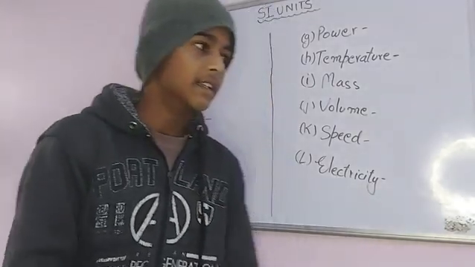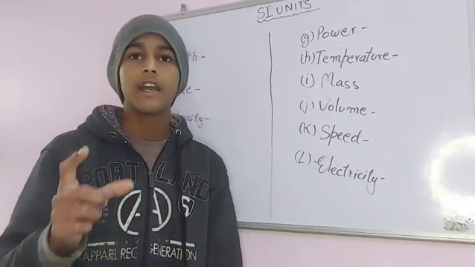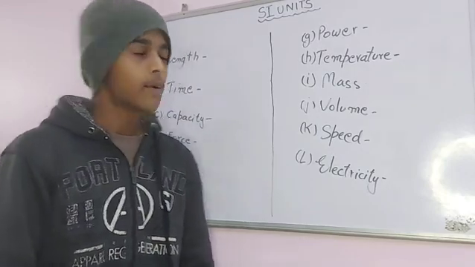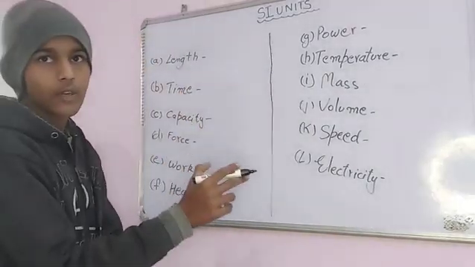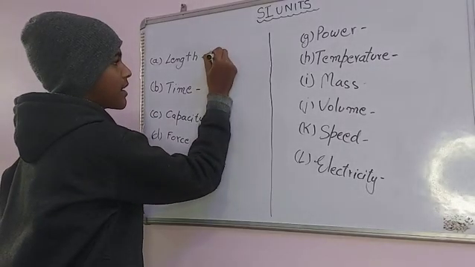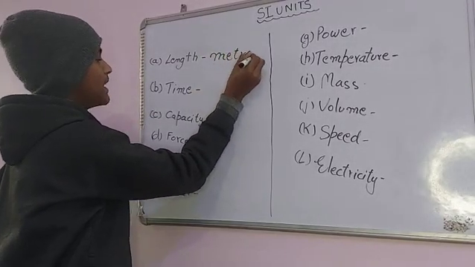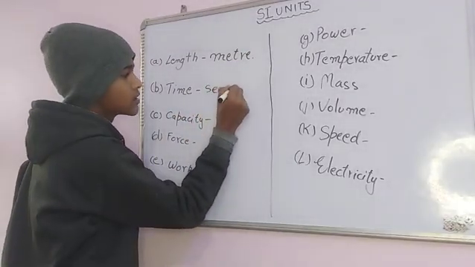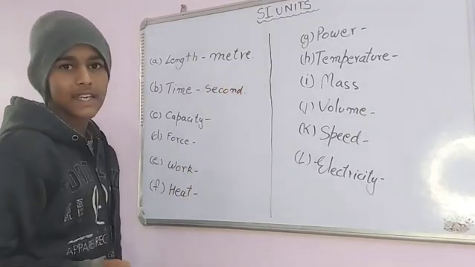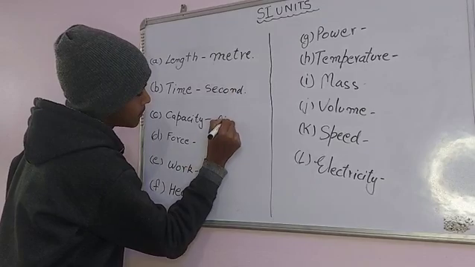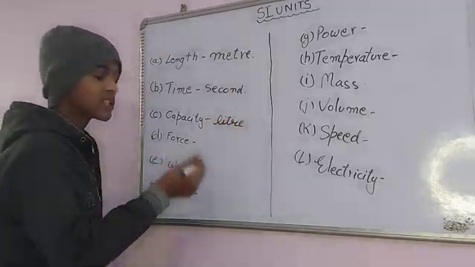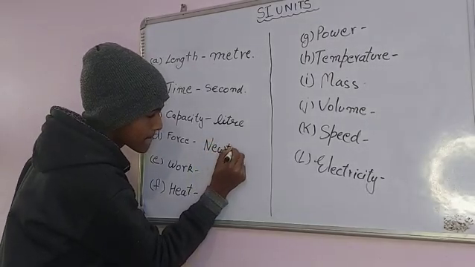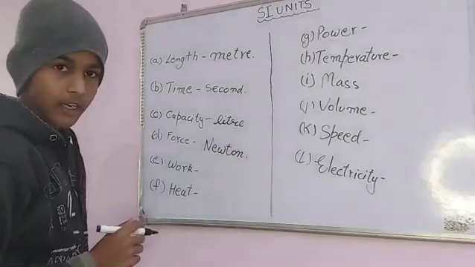So scientists have made an SI unit, or we call it a standard unit, for measuring all that. So length's SI unit is meter. Next is time. Time's SI unit is second. Capacity is liter. And next is force. Force is Newton. Work, joule.